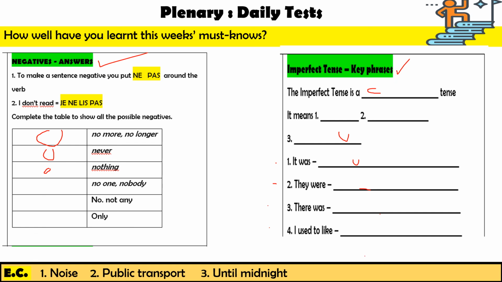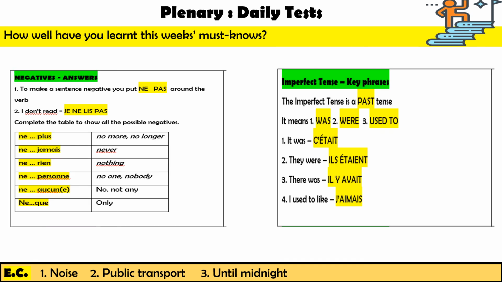These 3 words came up today: noise, public transport, and then until midnight. Do you know them? See if you properly know them. Pause me and complete this. I'll go through the answers on the next slide. Alors mes petits, here's our answers then. Here's what you needed to know. Mark your own daily test. Did you know these things? If not, why don't you spend 5 minutes learning them now and then go back to it.